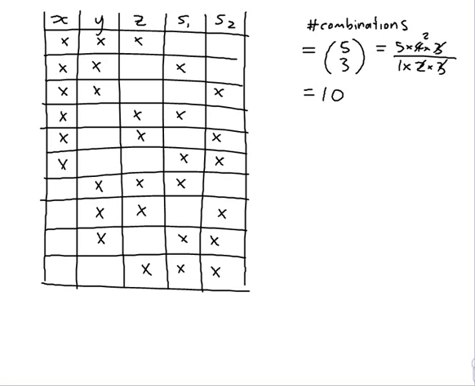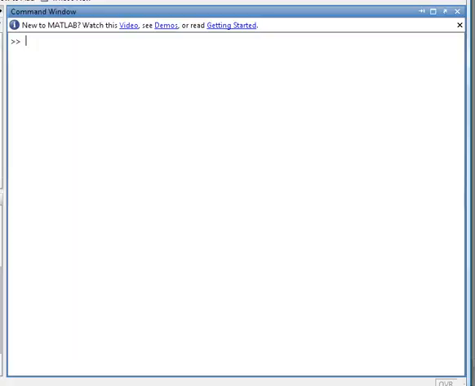So they're all the combinations of columns I need to put identity matrices in. Now that's a lot, so I think I might use MATLAB to help me do it. Here's MATLAB. Let's put my matrix in. A equals 1, 1, 1, 0, 0, and the answer is 7.